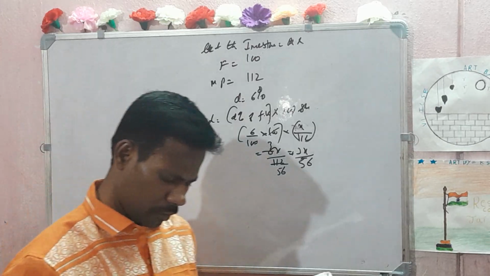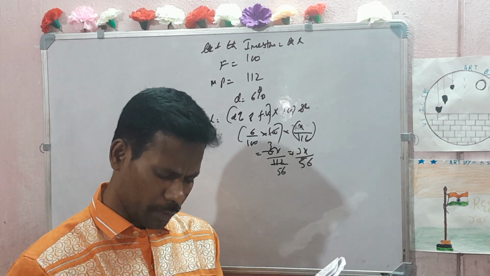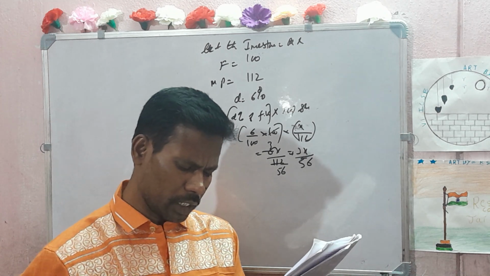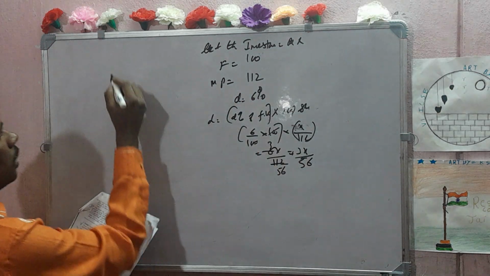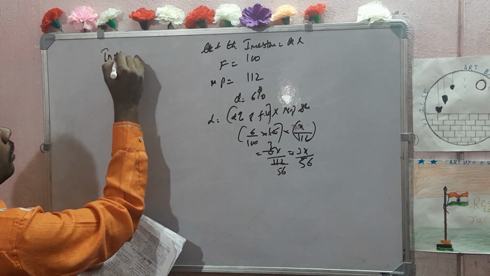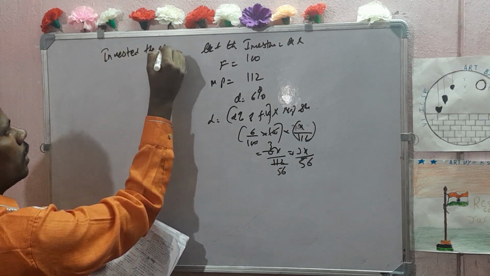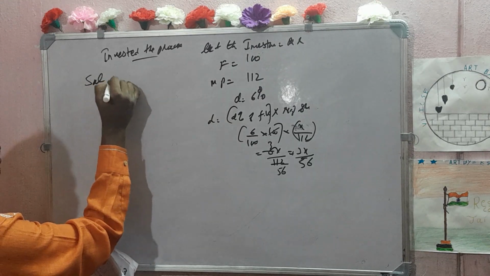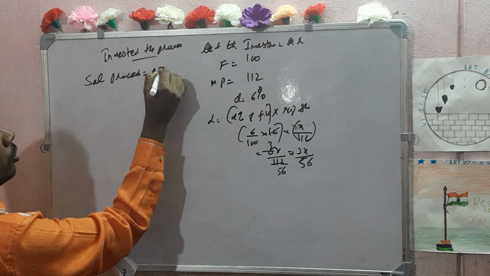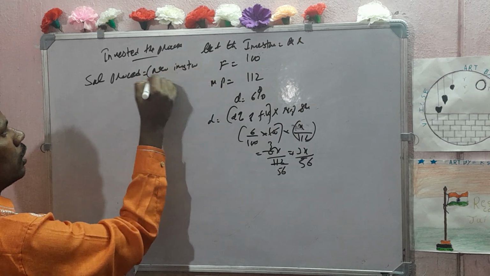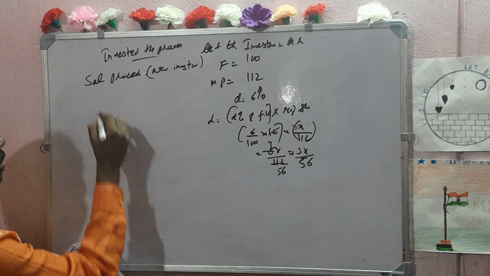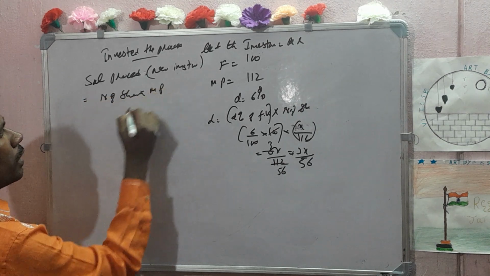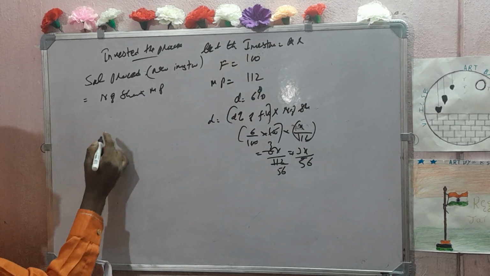Now come back to case 2. When the shares fell to rupees 96, he sold out the shares and invested the proceeds. Already I told what is the meaning of invested the proceeds: sale proceeds is nothing but the new investment. What is the sale proceeds? Number of shares into market price. Number of shares we don't know.